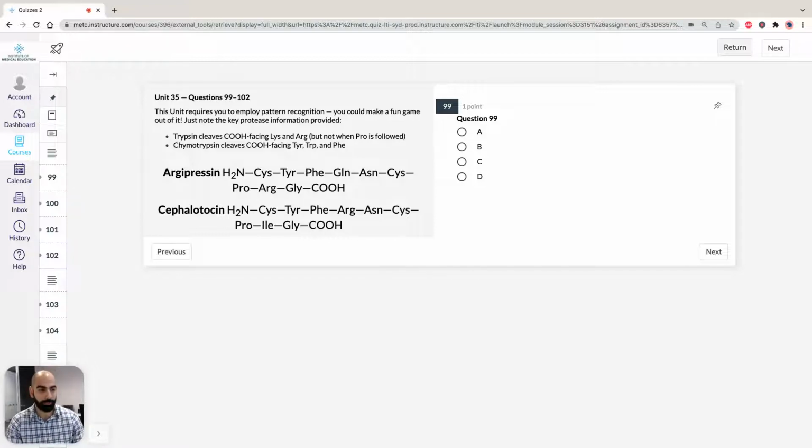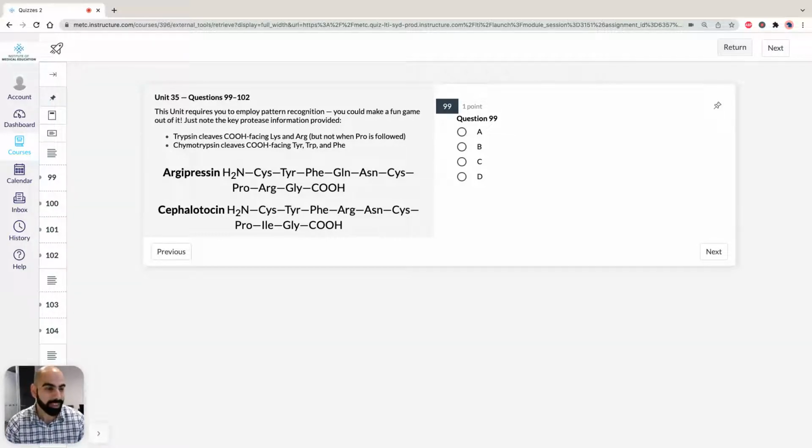It looks long because they've got a massive table in there. A lot of the information they provide is pretty much useless. This unit is actually a fun game. You have to employ pattern recognition here to answer the questions. When I saw this unit, I was like, "Oh, this is fun. This is something I'd enjoy doing in a GAMSAT because it's like a little puzzle."